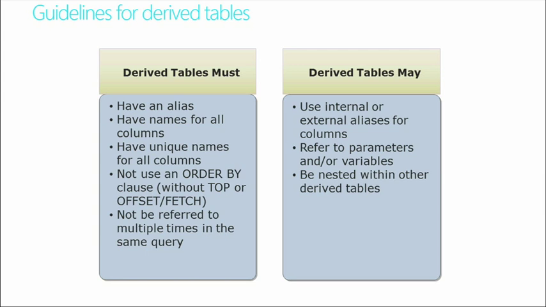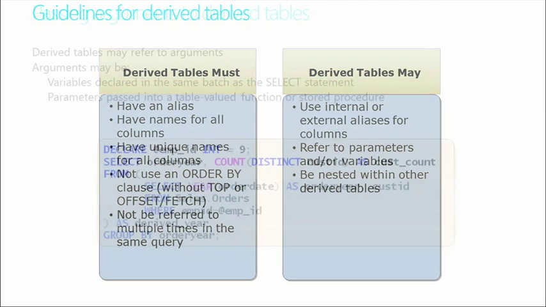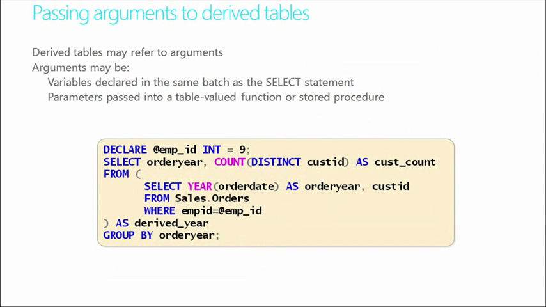So there are some restrictions and limitations that you should be aware of when you're using these derived tables. We can pass arguments to derived tables. We're going to declare a variable here called empid of int type with 9. We're going to select order year, and do a count distinct as customer count.